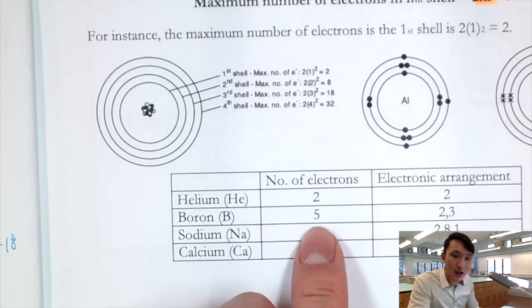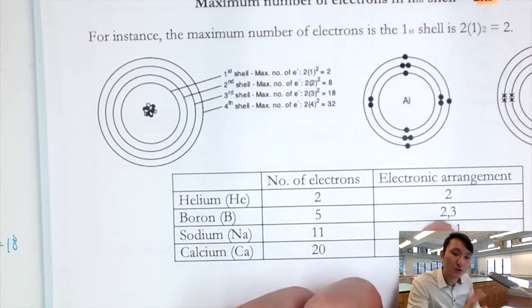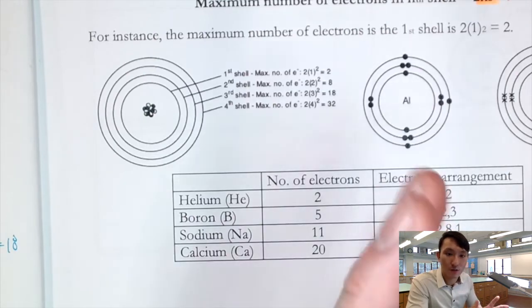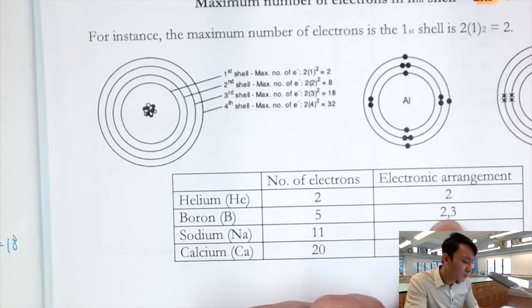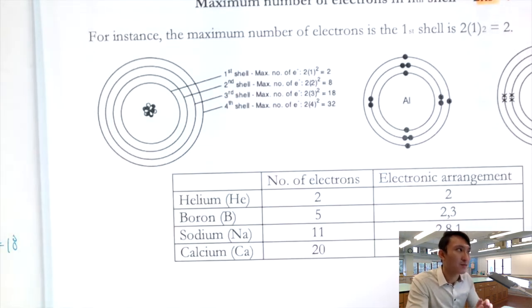So how do we arrange them on the shell? First of all, we can put 2 electrons into the first shell, so the first shell is full. And then we will put the remaining 3 electrons onto the second shell. Then everything will be settled, okay? The electrons will be happy, okay?